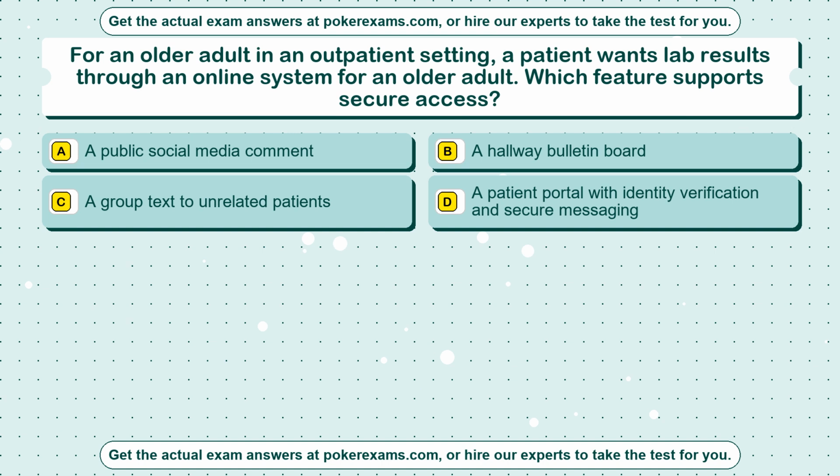Question 72. For an older adult in an outpatient setting, a patient wants lab results through an online system for an older adult. Which feature supports secure access?